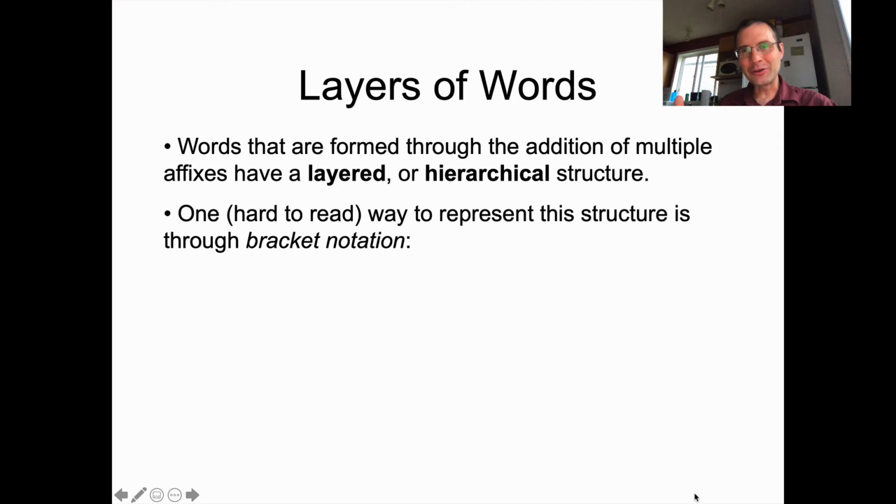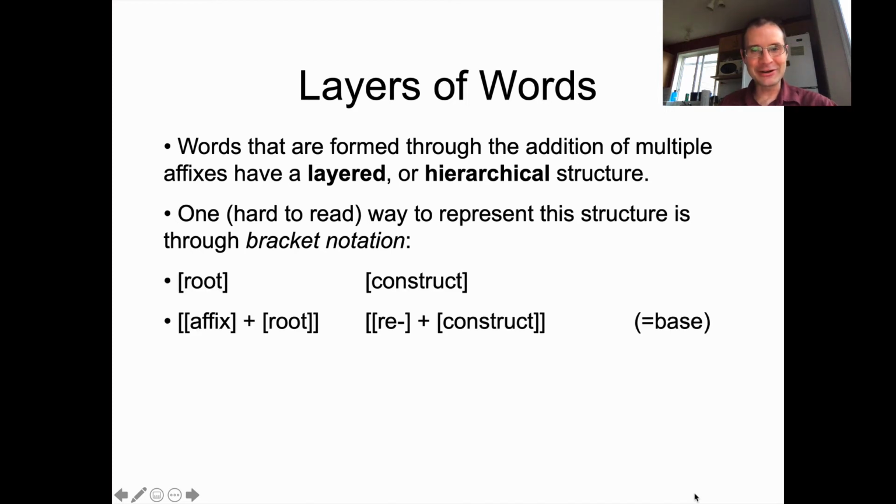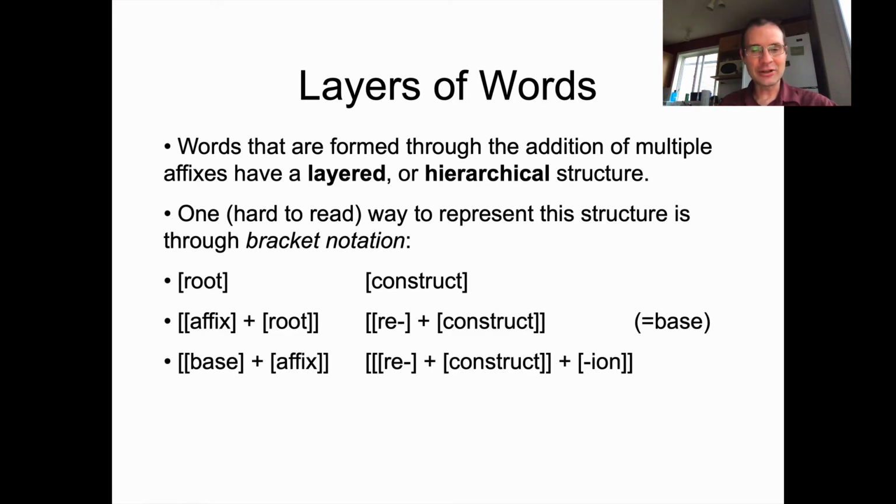So I'm going to show you one way to represent it, which you may see elsewhere, including when we do syntax. But it's not a preferable way of representing these things because it's kind of hard to read, and it doesn't really look beautiful either. But let's say we have a root like construct. We can add the prefix "re" to it to mean to construct again, reconstruct. And then we can talk about reconstruction, like in the Old South after the Civil War in the 1800s. So reconstruction, there's three morphemes coming together here in this one complex word.